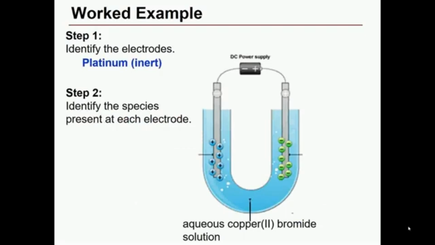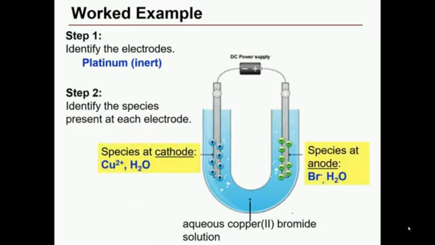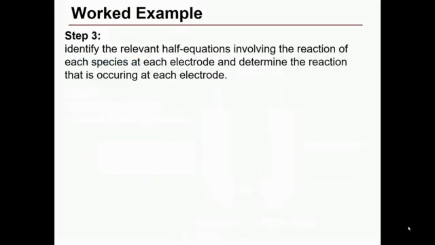Next, we identify the species that are present at each of the electrodes. At the cathode, we have the copper(II) cation and water molecules. At the anode, we have the bromide anion and water molecules present. Next, we identify the relevant half equations involving the reactions of each of the species at each of the electrodes and determine from the E0 values which reaction would actually occur at each of the electrodes.